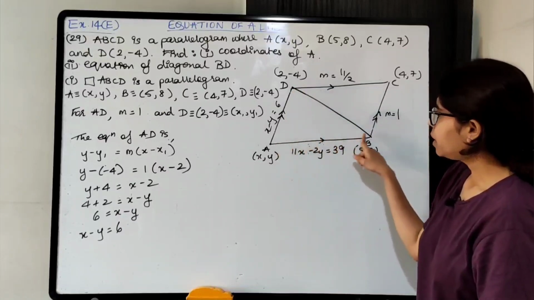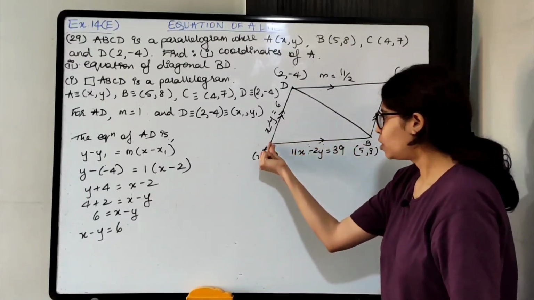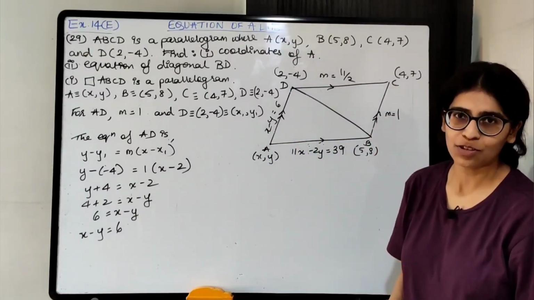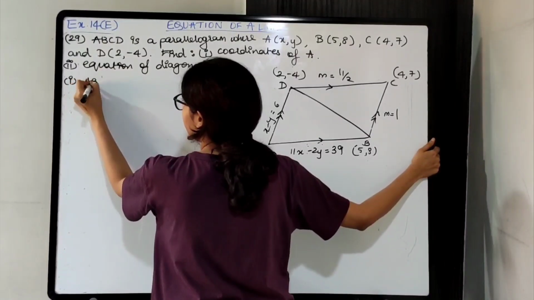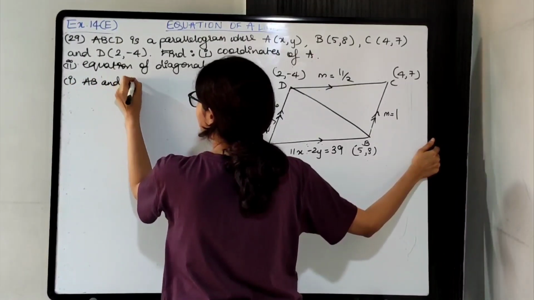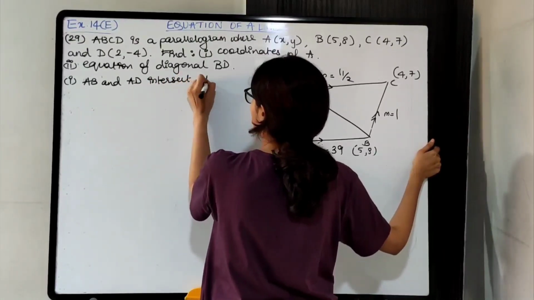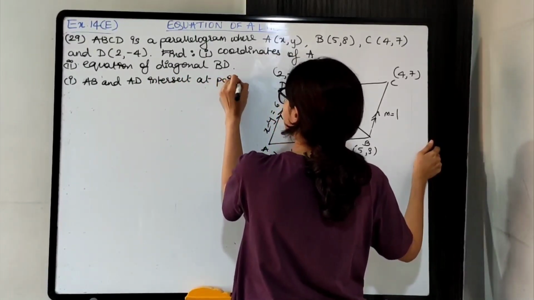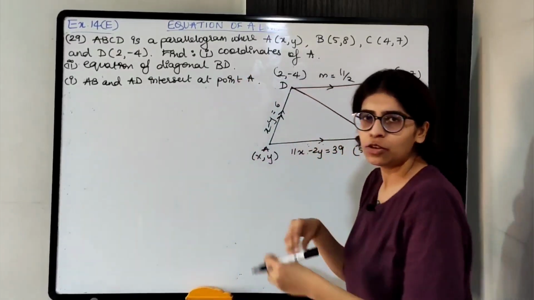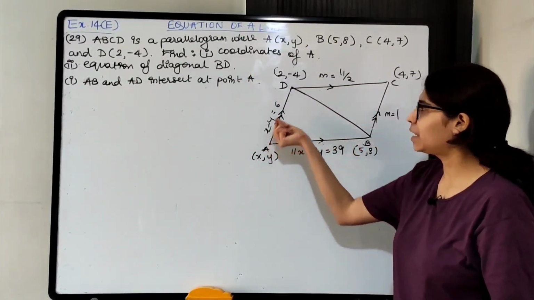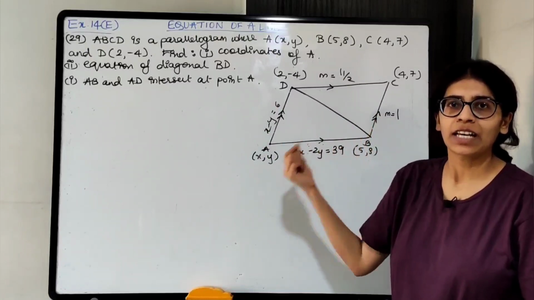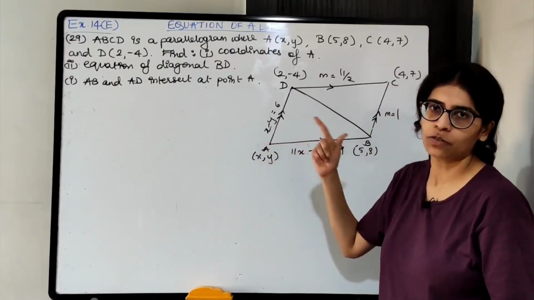We have to solve the equations of AB and AD and find the coordinates of A. So let us solve the equations. Write down AB and AD intersect at point A. So when you solve the two equations AB and AD का equations, जो भी x and y का value मिलेगा, that will be the coordinates of the point A.